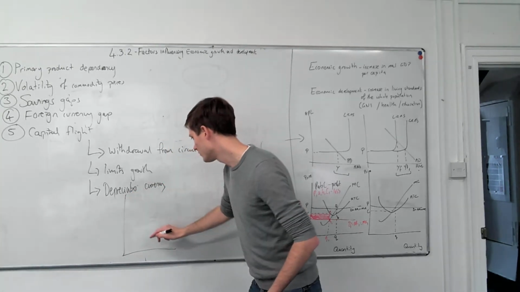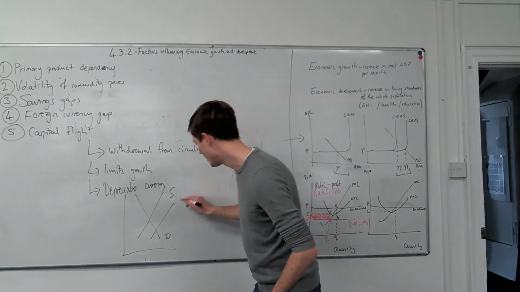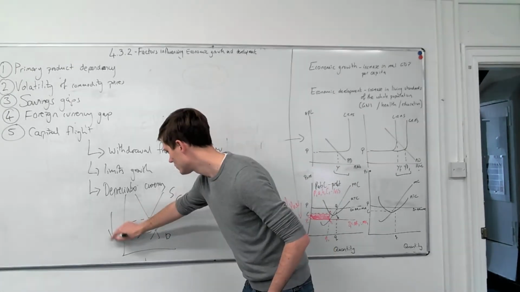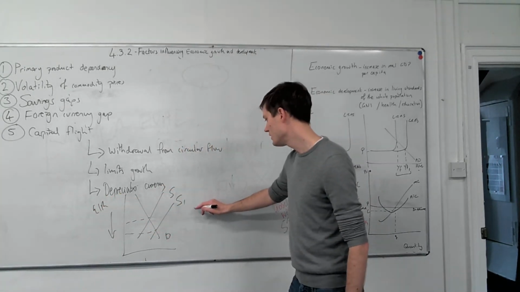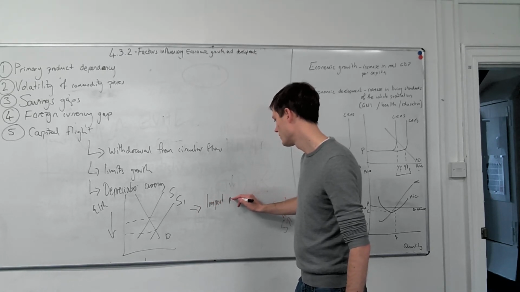What you're going to see is the currency, you're going to see the demand and supply. As you have capital flight, the supply of your currency is going to go up. That's going to pull your exchange rate down. We know that a weak exchange rate is going to result in higher import prices.